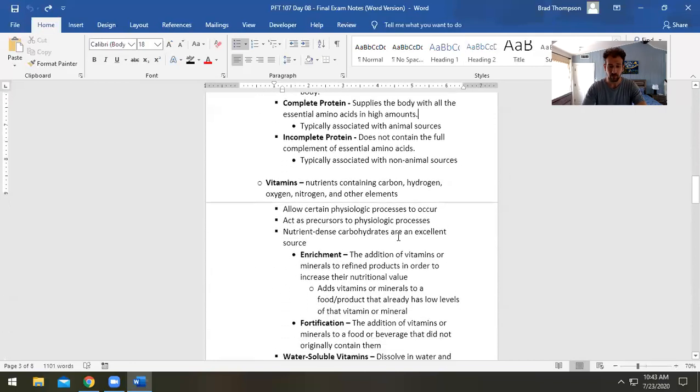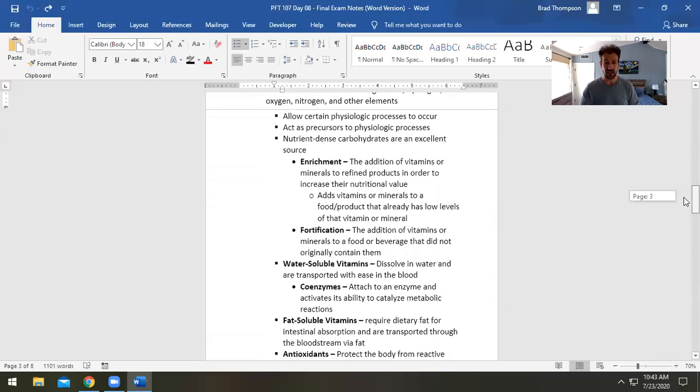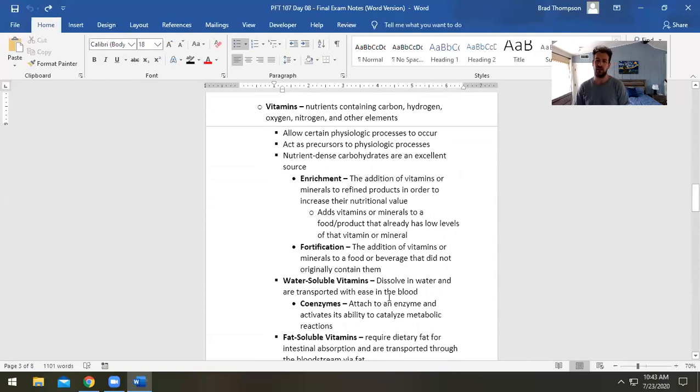Now, when we move into micronutrients, we're going to talk primarily about vitamins and minerals, right? So vitamins are these organic elements that are kind of similar to proteins, actually. They also have carbon, hydrogen, oxygen, and a little bit of nitrogen, but they'll sometimes have other materials in them as well. They allow physiologic processes to happen inside of our body. A lot of times they're precursors to certain physiologic events. For instance, vitamin D is a precursor to calcium absorption. So they interact with certain minerals inside the body.